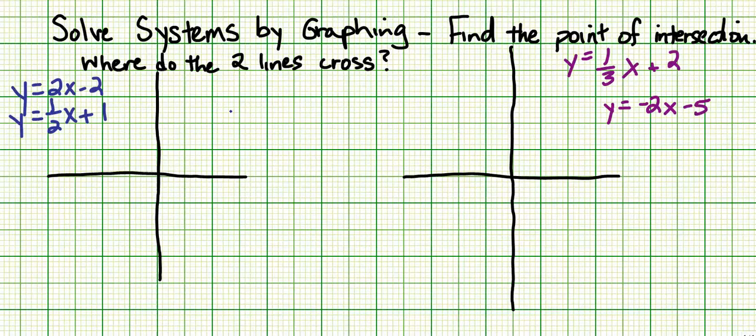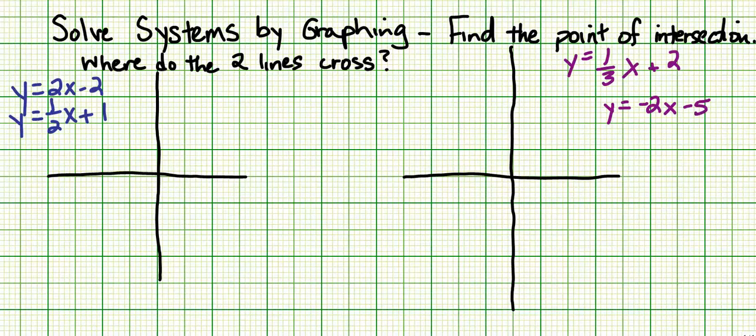Systems by graphing. We had talked about parallel and perpendicular lines, so those were two lines. We talked about graphing lines, so now we're going to put those two ideas together and have two lines in the same graph. To solve a system, which is two equations that represent the same scenario, the solution is the place where the two lines are equal.